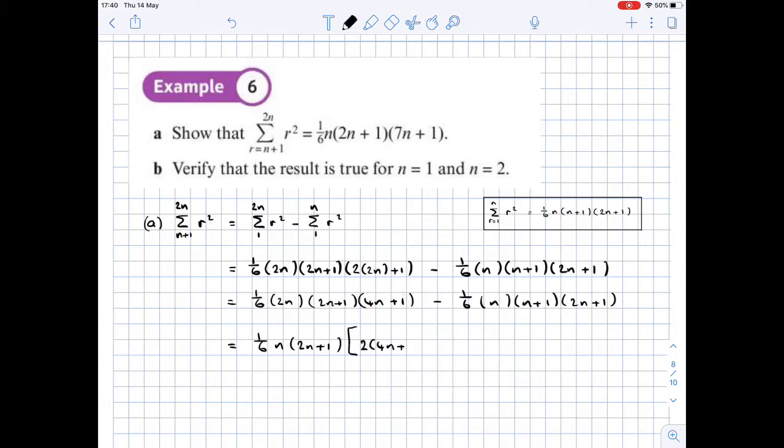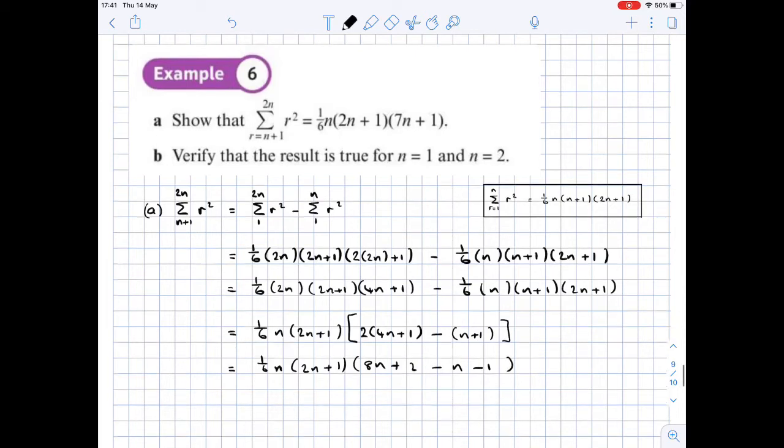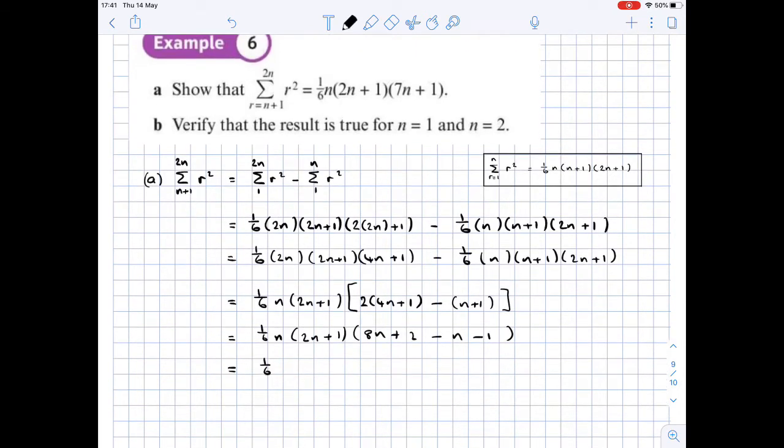And looking along the second one, well, we have our sixth, our n, and our 2n plus 1, so we need to put in our n plus 1. So minus n plus 1. Tidying that up gives us 2 times 4n is 8n, plus 2, minus n minus 1. Being careful here because this is where most mistakes are made. Eight n take away n is 7n. 2 minus 1 is 1. And we have our result.